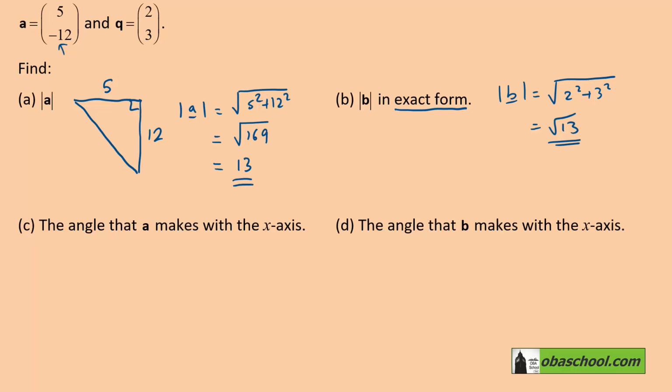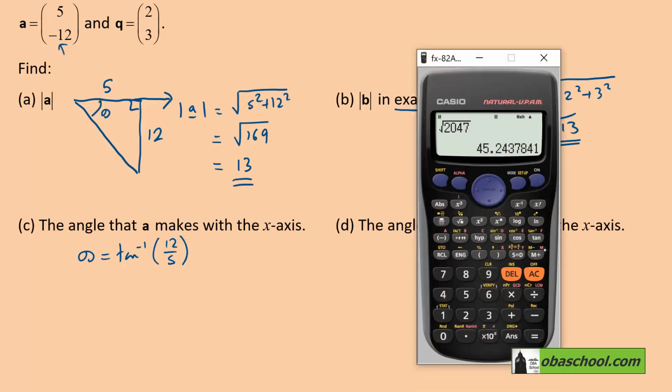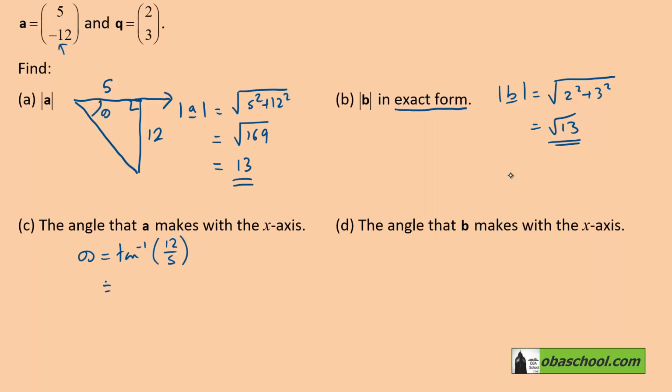We want the angle that A makes with the x-axis. So we'll just use this diagram here. The x-axis goes this way. And so this is the angle that we're after. So what we can do is the inverse tangent of 12 over 5. So shift tan 12 divided by 5. Let's just hope that I'm in degree mode. And it seems so. So let's call that 67.4.